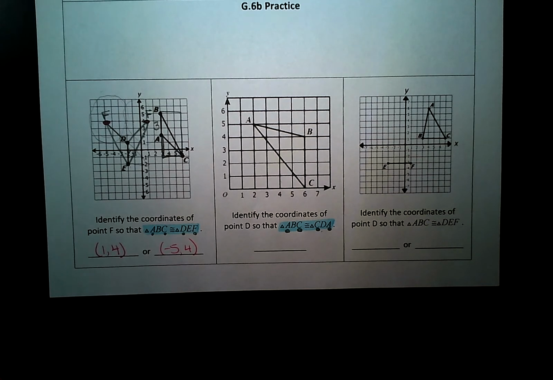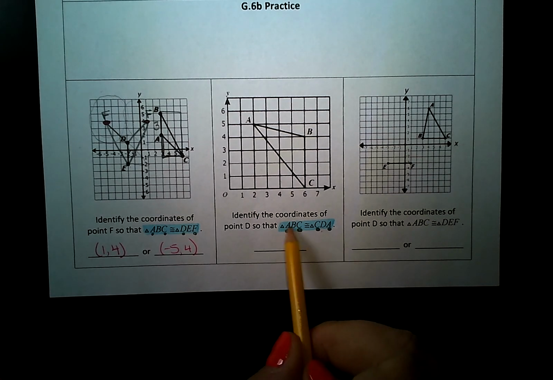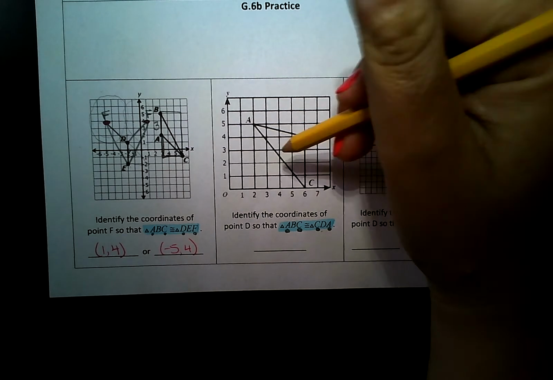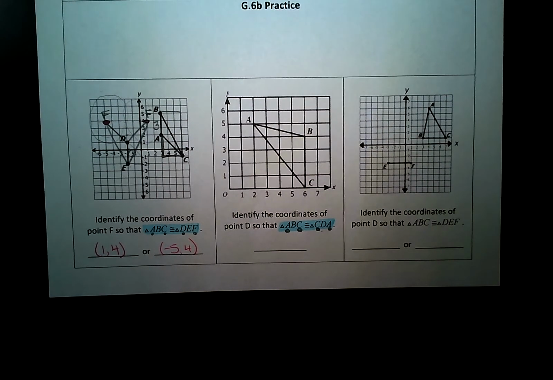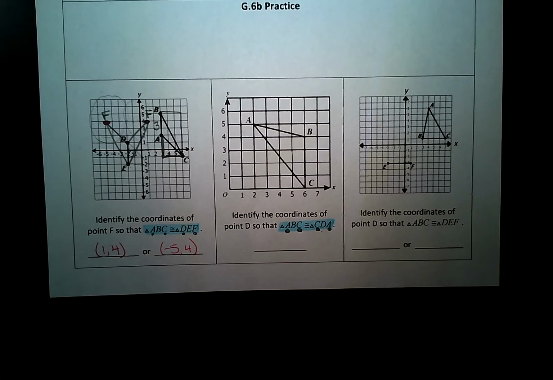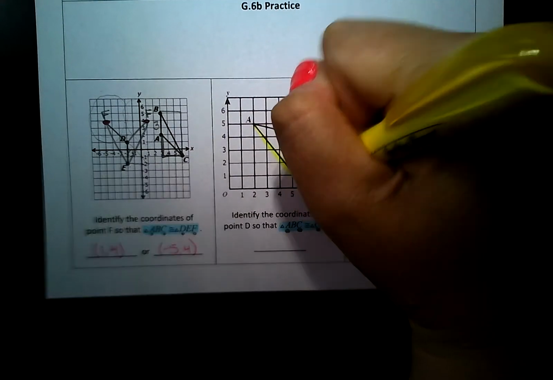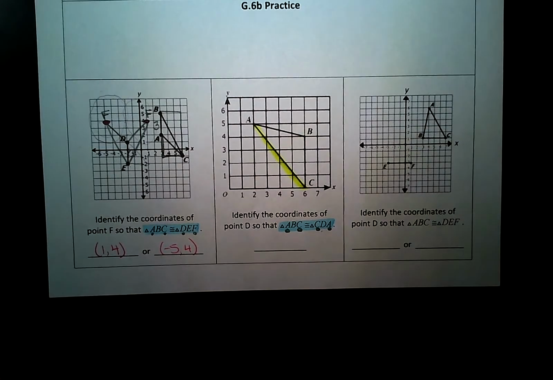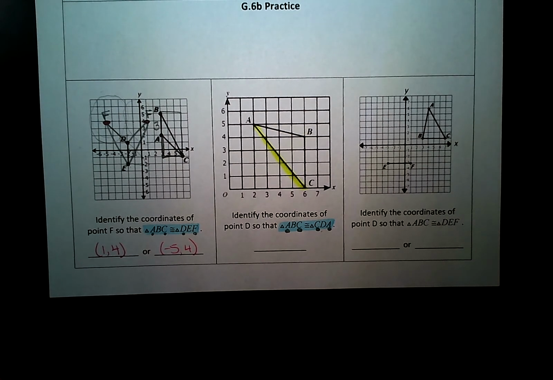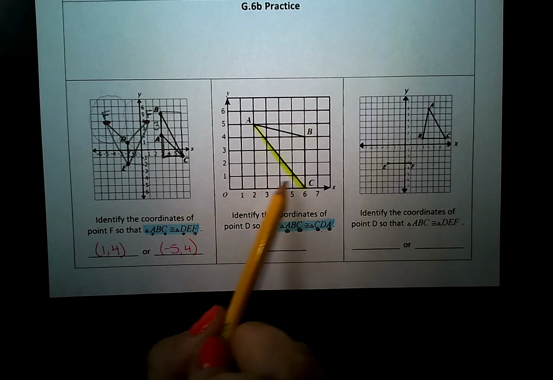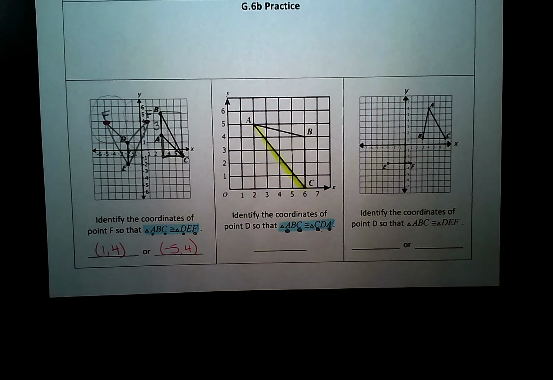And it looks like since A and C are used in both triangles, that AC is going to be a shared side. We've seen that shared side before. AC is going to be a shared side. So that means there's only one point to plot, and it's going to be point D out here somewhere to make these two congruent.